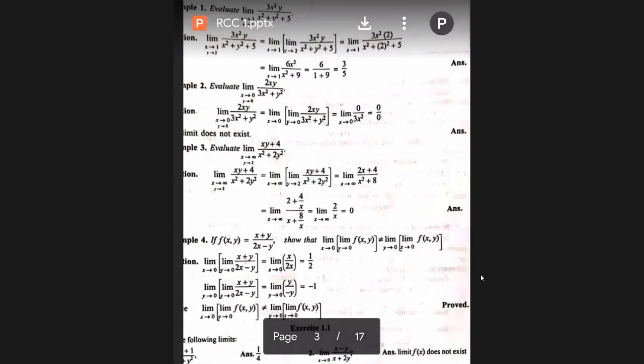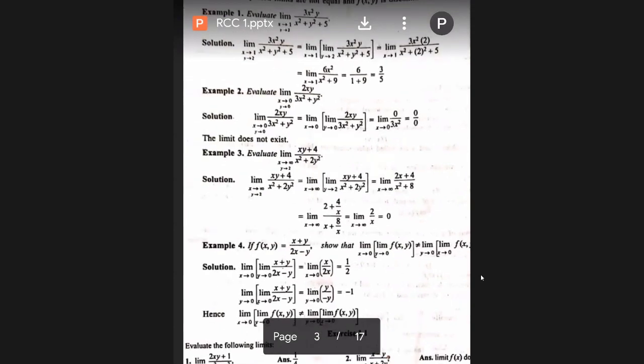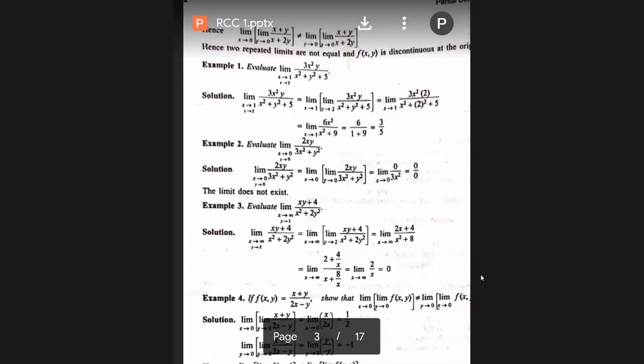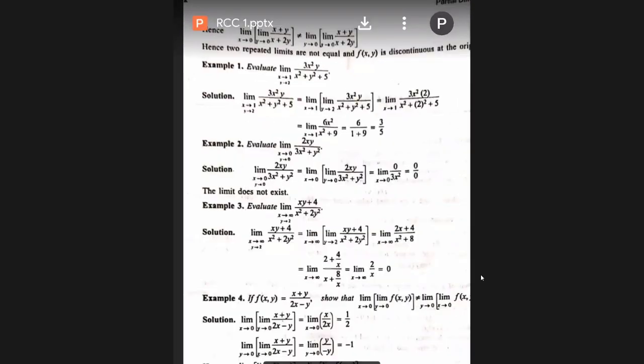See the example number 2. We come to the solution that the limit value of the limit is 0 by 0. It does not exist, right? Example 3: just substitute. You will find that the limit comes to the same thing as in the last line. Limit x tends to infinity of 2 by x. That is 0. No problem.